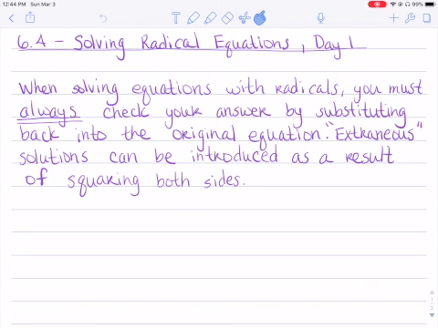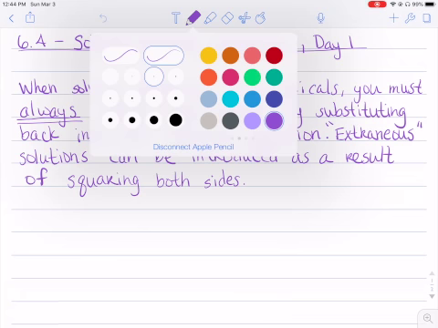So one important thing to note that I've written here is that when you're solving equations with radicals, you have to always check your answer by substituting back into the original equation. We can come up with false answers, or what we call extraneous solutions, as a result of squaring both sides, because some things that were negative become positive when you square something, and so it can introduce numbers that look like they're solutions, but they don't actually make the original equation true. And so we've got to be on the lookout for that. So let's take a look at some examples.